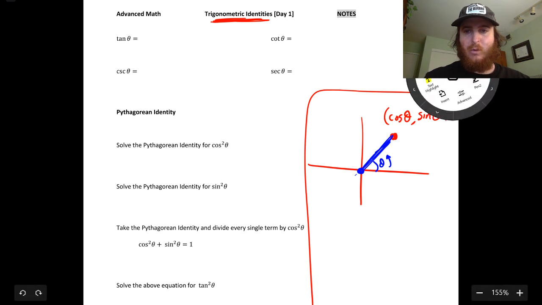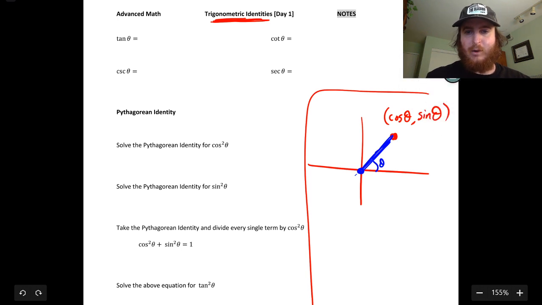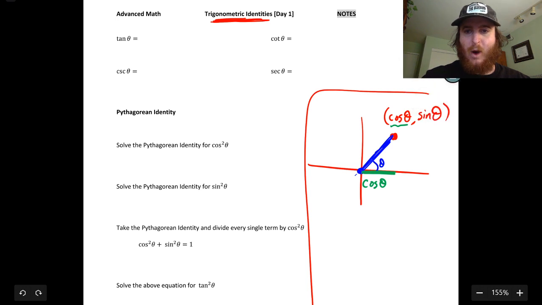And so what's going to happen is that we can actually turn this into a right triangle. The base of our right triangle, that's going left and right, that's our x. So that base width would be cosine theta. And then our height would be our y value, going up and down. Our height would be sine of theta.